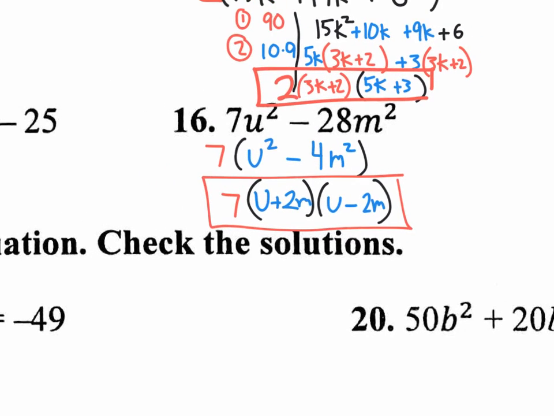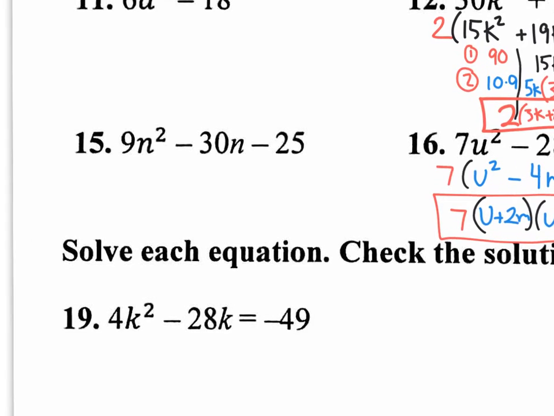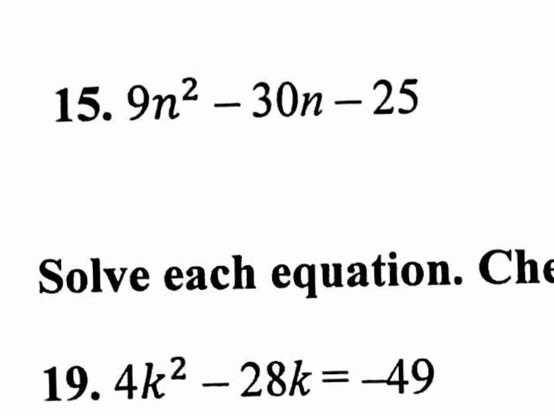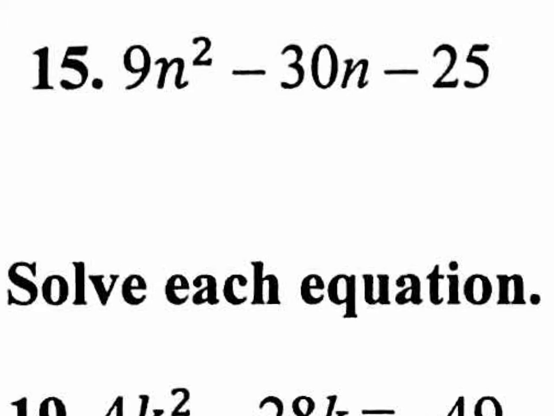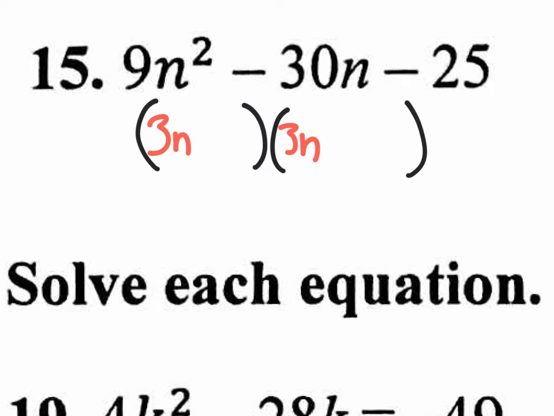Let's see if I can find one that actually has what we're doing. Check out number 15. This is what we actually learned today. You do have a perfect square term in the front, perfect square term in the back. Maybe we're going to be able to jump to our factored form using the shortcut of taking the square roots. So what would be inside my factored form answer? Square root of 9n squared? 3n. How about the square root of 25? 5 and 5. Now, ladies and gentlemen, in order for you to get negative 25, this positive 5, this negative 5, or negative and positive.